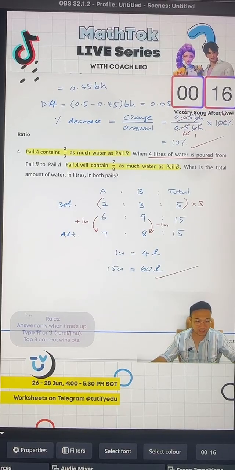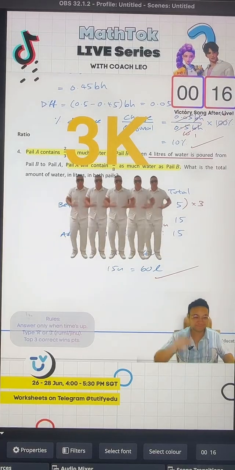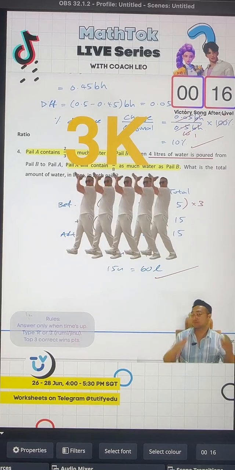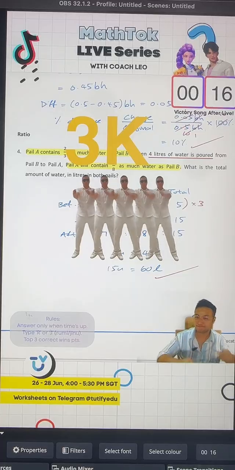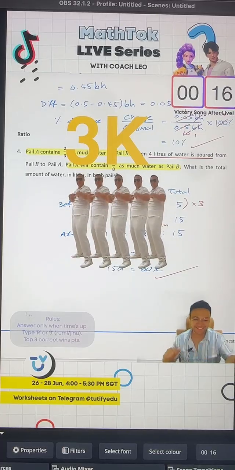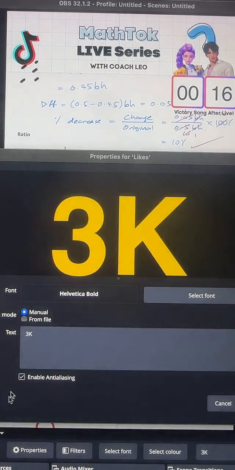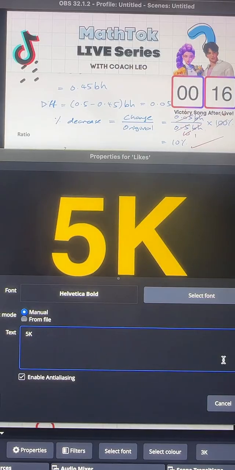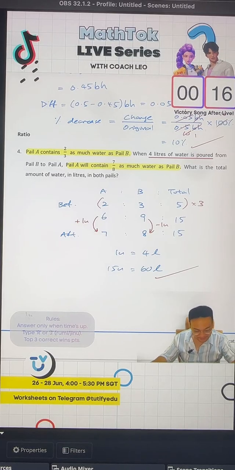Oh, 3.2k likes. We have a dance again. Well done, students. Next target is 5k likes. This is so fast, right? From 1k, suddenly 3k, now we're at 5k. Okay, wait, let me reset the thing so that later we can activate it again. Yes, done.